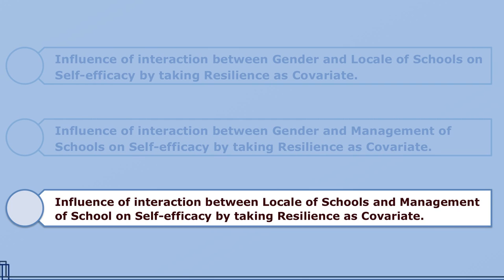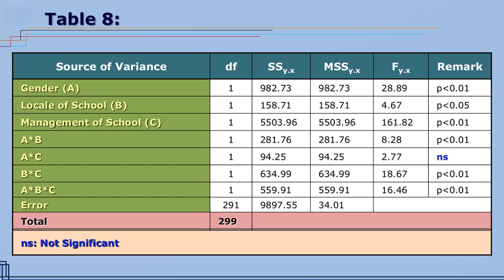Influence of interaction between locale of schools and management of schools on self-efficacy by taking resilience as covariate. From table 8, it is evident that the adjusted F value for interaction between locale of schools and management of schools is 18.67, which is significant at 0.01 level with DF equal to 1/291. It reflects that adjusted mean scores of self-efficacy of students studying in government schools and private schools situated in rural and urban areas differ significantly when resilience was taken as covariate.